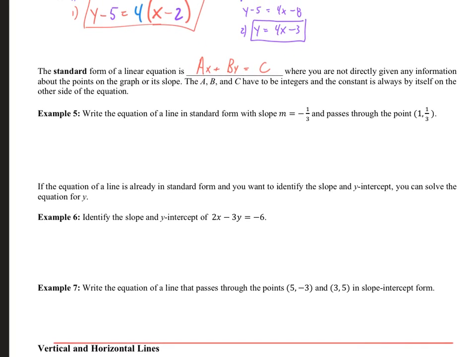The last form to talk about with lines: there are 3 forms. There's point slope, slope-intercept, and standard form. Slope-intercept is probably the easiest form to graph from. Point slope is pretty easy to graph from. Standard form is generally not very easy to graph from, but it has a different type of reason that we would use it. There are a lot of situations where it's easy to write a standard form equation.